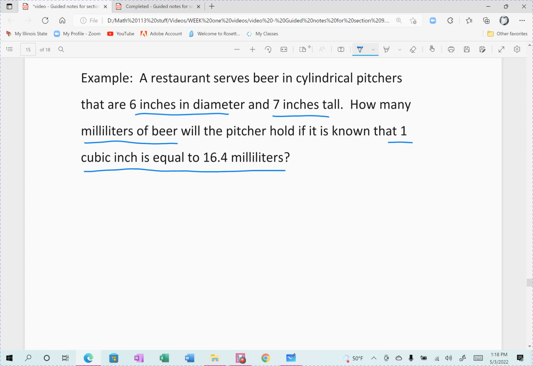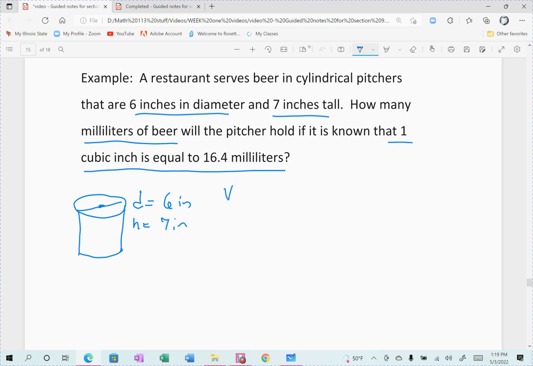Then the last step is you want to convert your cubic inches to milliliters, and they gave us the conversion for that. So first, we're given a pitcher. That's a cylinder shape. Bear with my cylinder shape. So this will be my pitcher. I know its diameter, which would be the distance across, is 6 inches. I know its height is 7 inches.